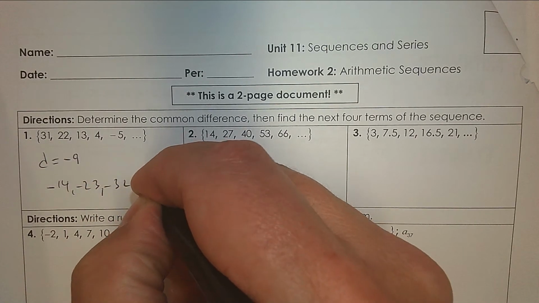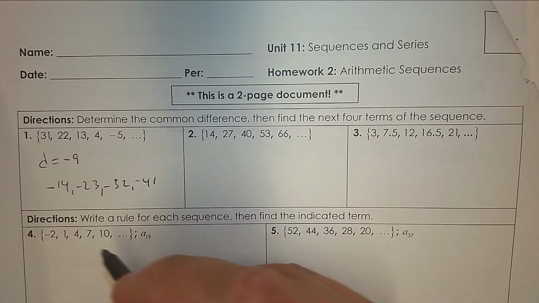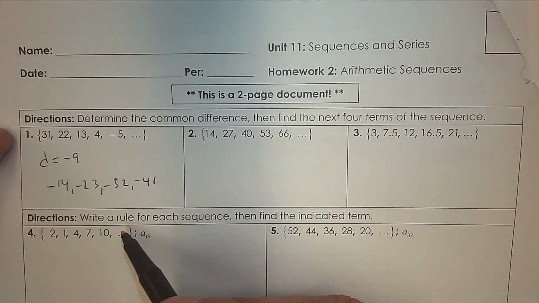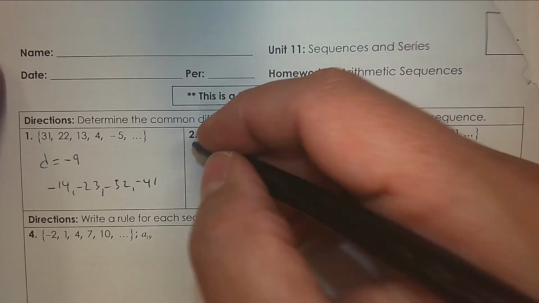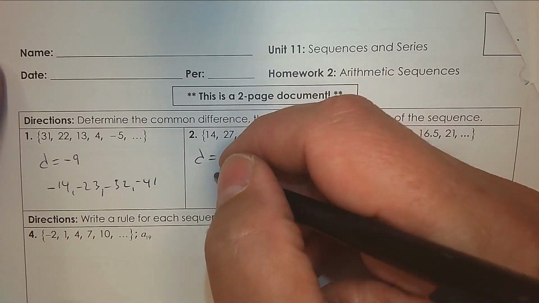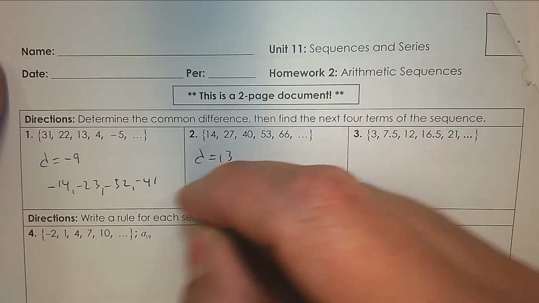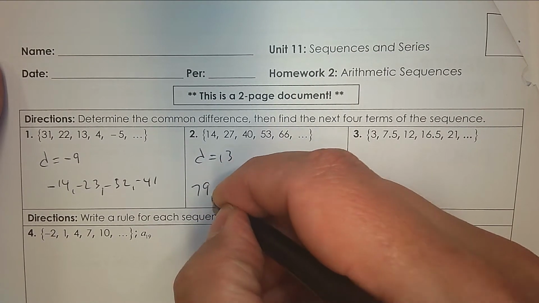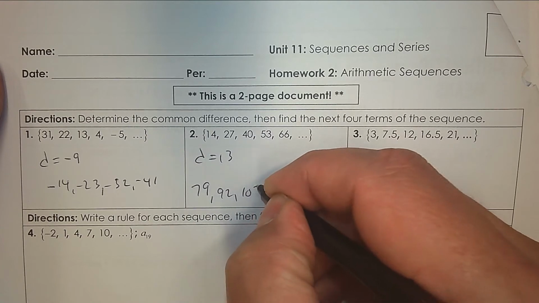And that's it. You subtract 9 and subtract 9 and subtract 9 until you get the answer. Again, the common difference, this time we're adding, is 13. Then keep adding 13 over and over again. So add 13, add 13, add 13, and add 13.